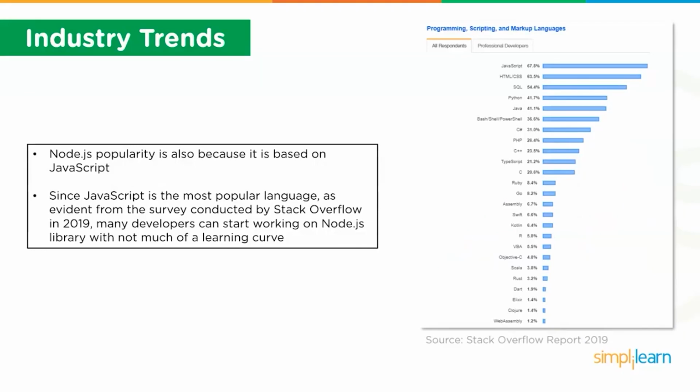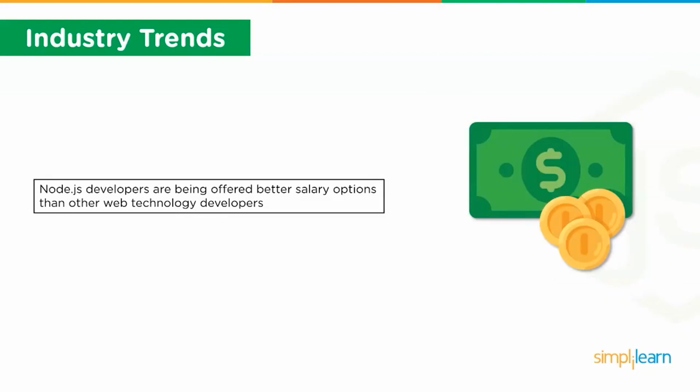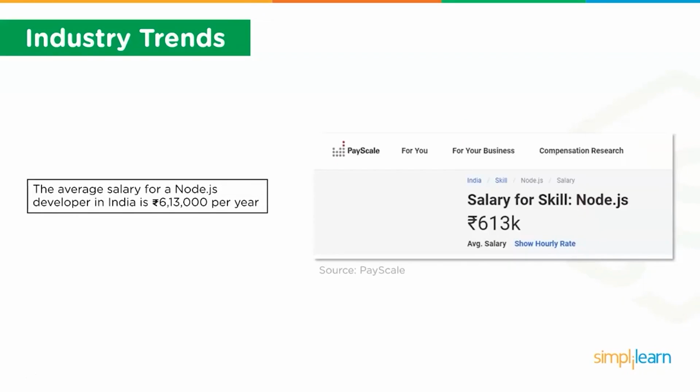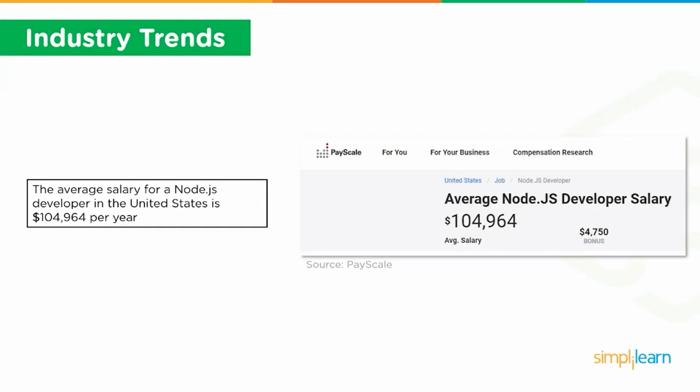Now, since JavaScript is the most popular language, as evident from a survey conducted by Stack Overflow in 2019, many developers can start working on Node.js library with not much of a learning curve. Node.js developers are being offered better salary options than other web technology developers. According to PayScale, the average salary of a Node.js developer in India is around 6,13,000 rupees per year. The average salary of a Node.js developer across the United States is around $105,000 US dollars per year.